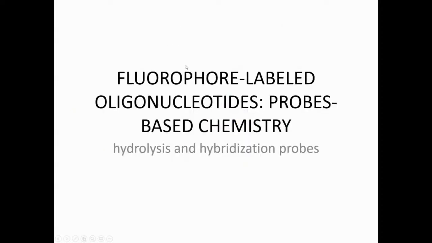Okay, and then for the probe-based chemistry, that means you have to design an extra third oligonucleotide as a probe, and then you label the probe with the fluorescence. Okay, you have this extra fluorescence probe, and this is complementary to a target sequence and in between the two PCR primers.